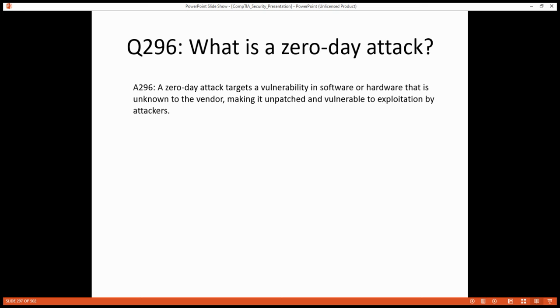Q296. What is a zero-day attack? A296. A zero-day attack targets a vulnerability in software or hardware that is unknown to the vendor, making it unpatched and vulnerable to exploitation by attackers.